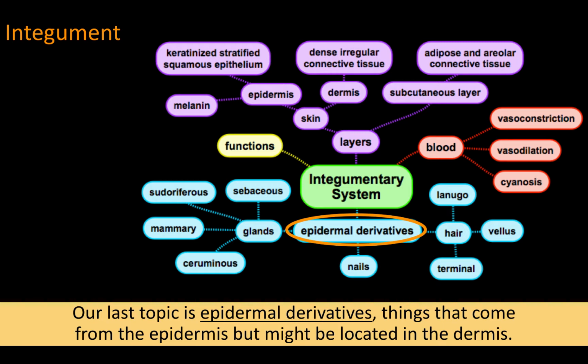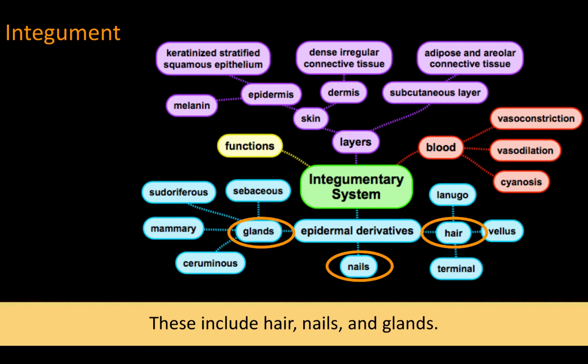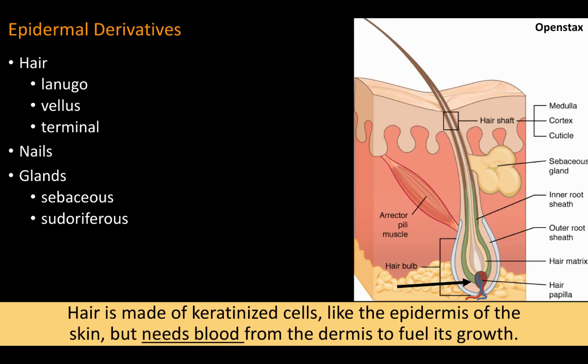Our last topic is epidermal derivatives, things that come from the epidermis but might be located in the dermis. These include hair, nails, and glands. Hair is made of keratinized cells, like the epidermis of the skin, but needs blood from the dermis to fuel its growth.